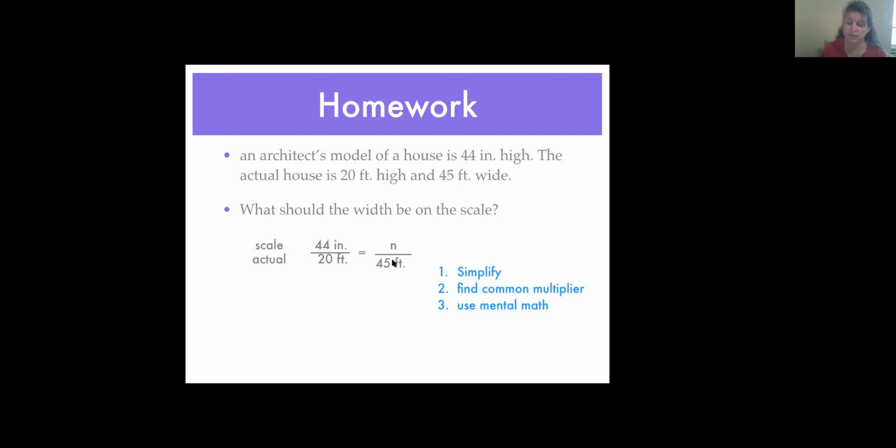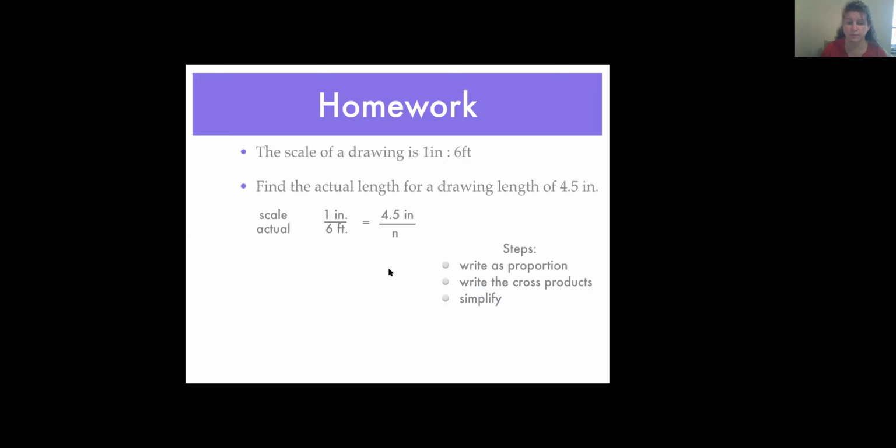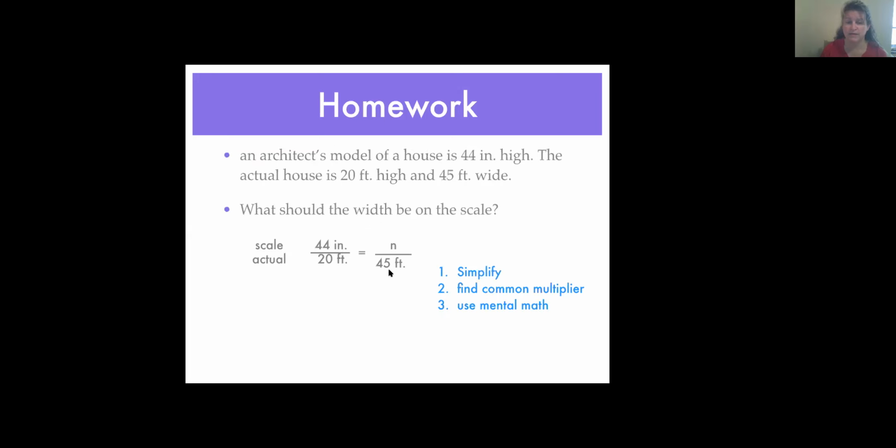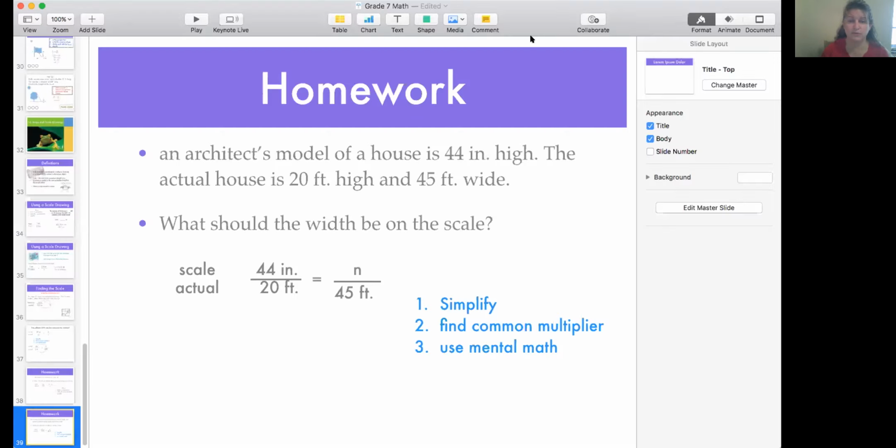Okay, that's your homework assignment, those two. This one and the architect's house. All right, all you need to do is put on the assignment page the two answers. And that's it for the class today.